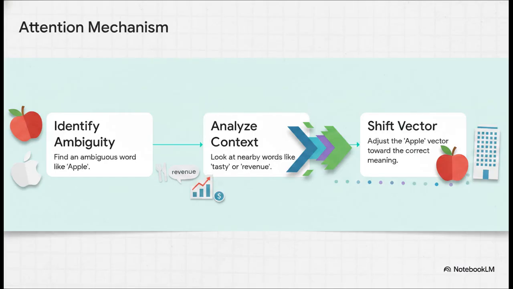But what about words that have more than one meaning? Think about the word apple. Is it a fruit, or is it a trillion-dollar tech company? This is where the attention mechanism becomes absolutely critical. It's a breakthrough. It looks at the context, words nearby like tasty or revenue, and it uses their location on that language map to kind of nudge the Apple vector toward the correct meaning. This is the secret sauce for how AI truly understands context.